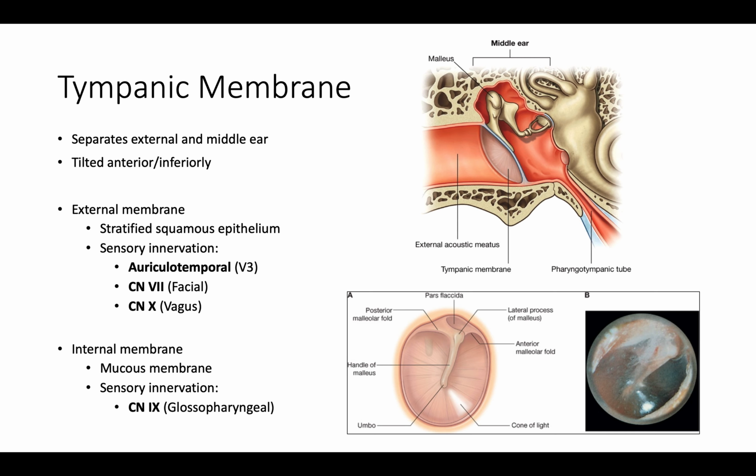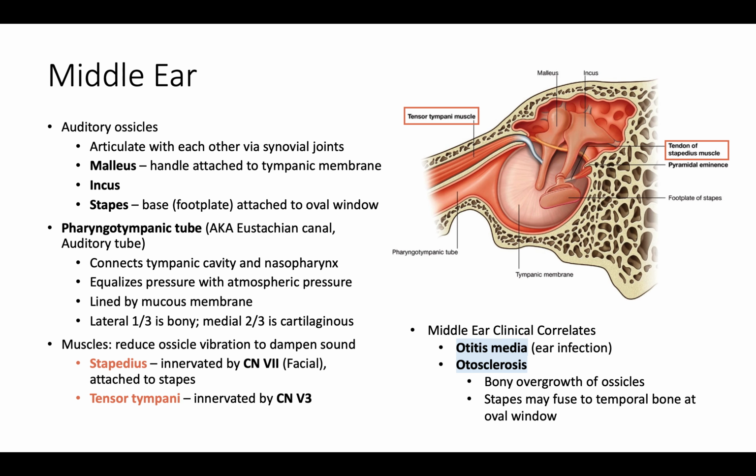So our tympanic membrane is going to be innervated by 3 things. So we said auriculotemporal was the front portion of our ear as well as our canal, but it's also going to get our external TM as well. So auriculotemporal, facial, and vagus provide sensory innervation for the external TM, and the internal TM is coming from the glossopharyngeal nerve, cranial nerve 9. And so make sure you know those nerves.